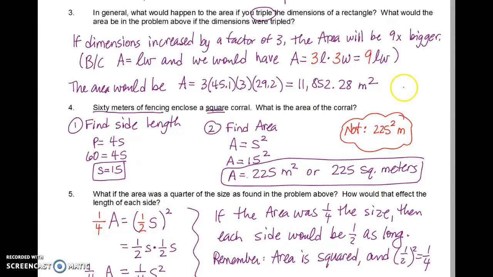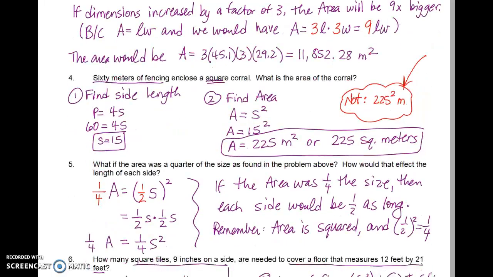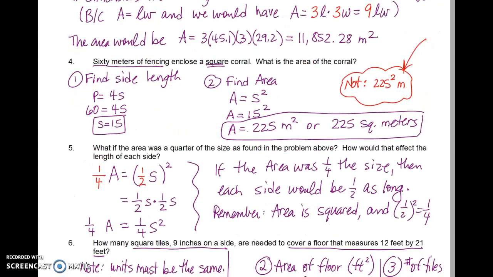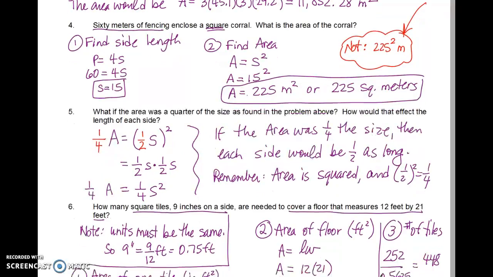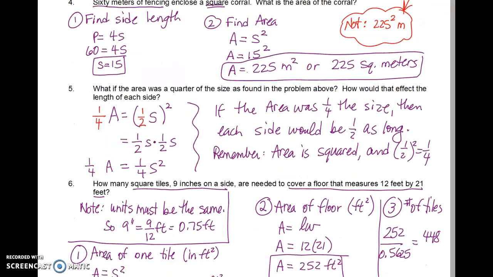Please note in the bubble here, I do not want you writing 225 square meters. That is not squaring the meters, it's squaring the 225. So that would be wrong. Number 5, if the area was 1/4 the size as the problem above, the length of each side would be half as long. Remember, area is squared, and 1/2 squared equals 1/4.